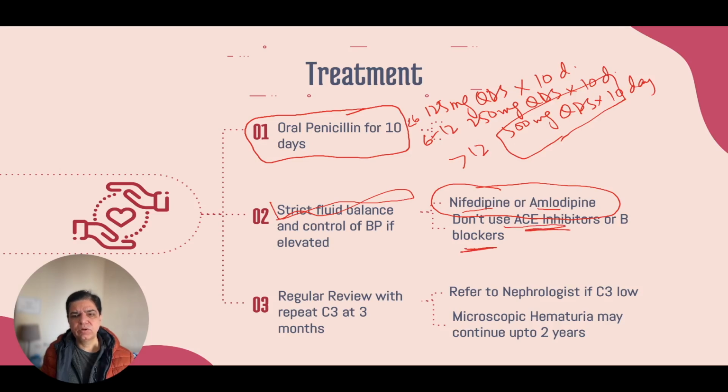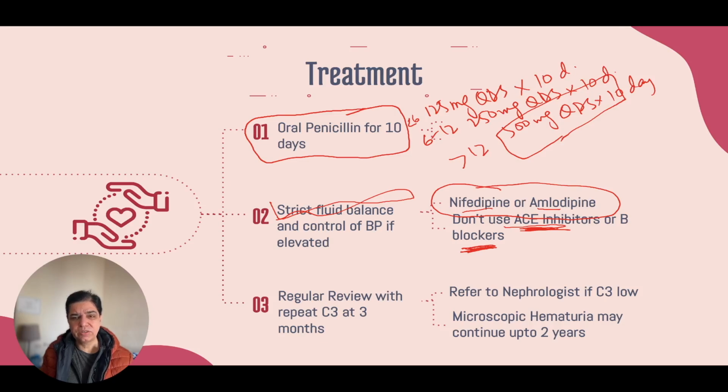ACE inhibitors, they don't work. ACE inhibitors can cause hyperkalemia. So that's why they shouldn't be used. Beta blockers are also not recommended for acute post-streptococcal glomerular nephritis.